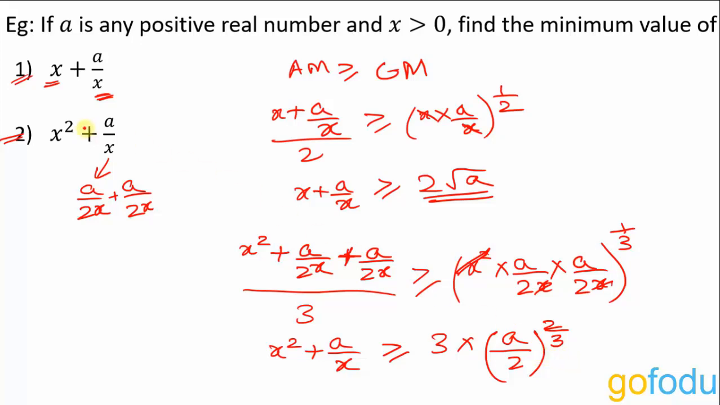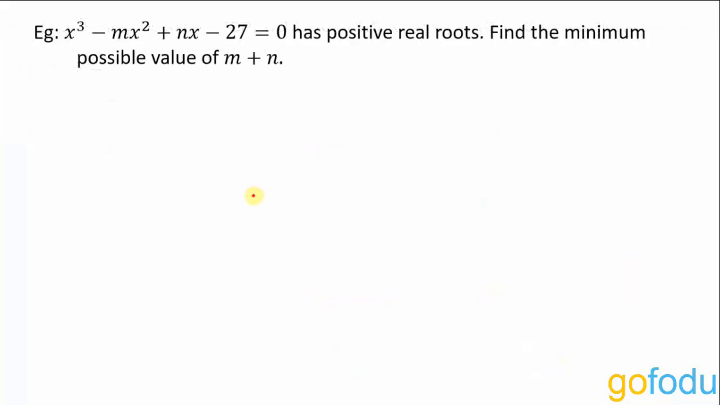So this trick is very important, breaking a term so as to get the required product. This is very important. Moving on to the last question of this video as well as this topic. Now a little knowledge of the sum and product of roots in a cubic equation will be required here. Let's say the roots are alpha, beta and gamma.